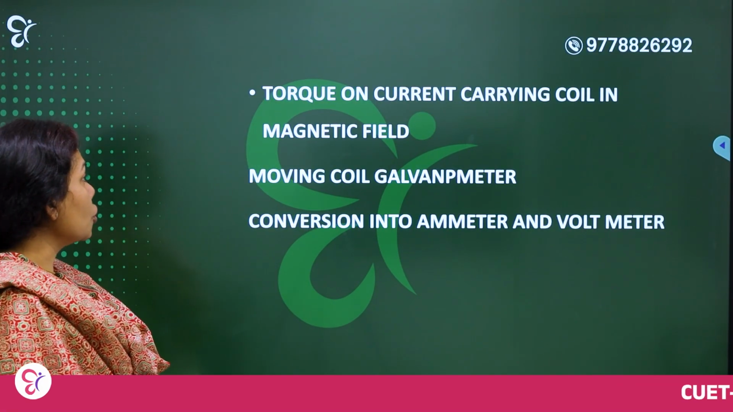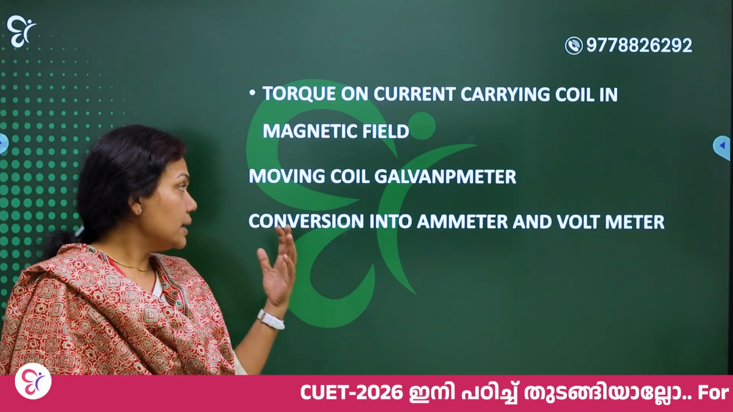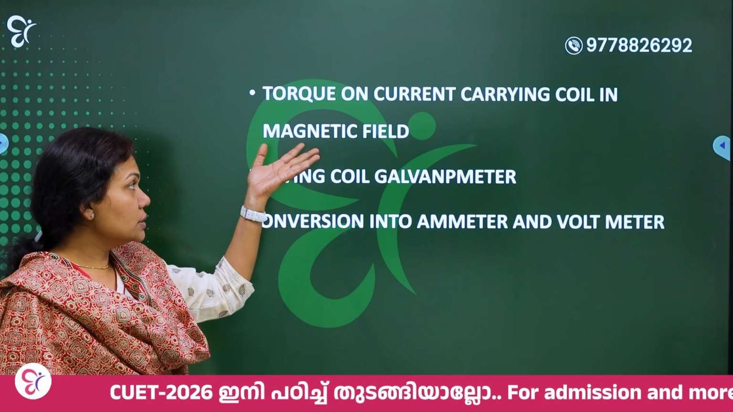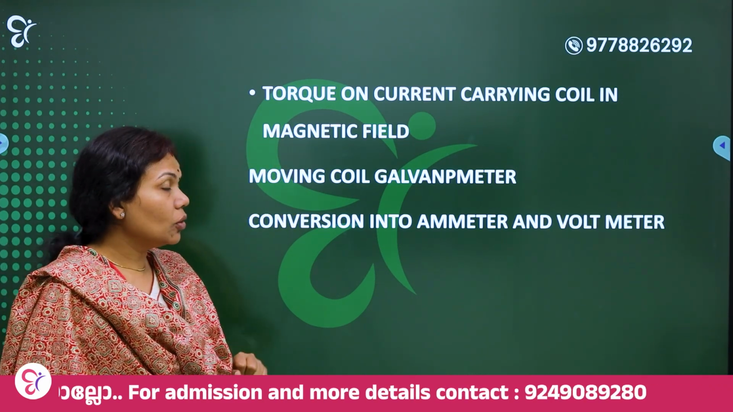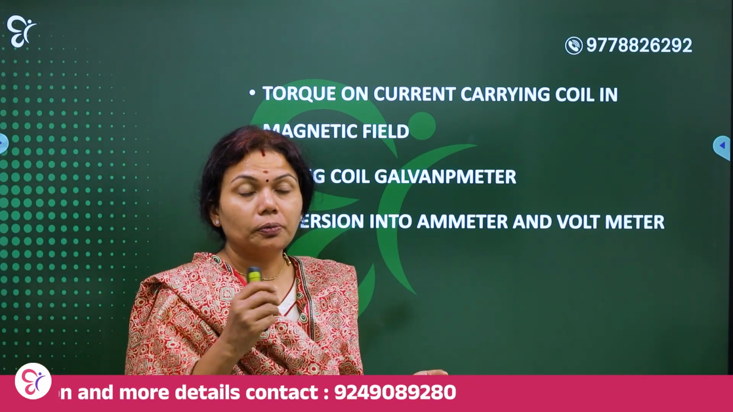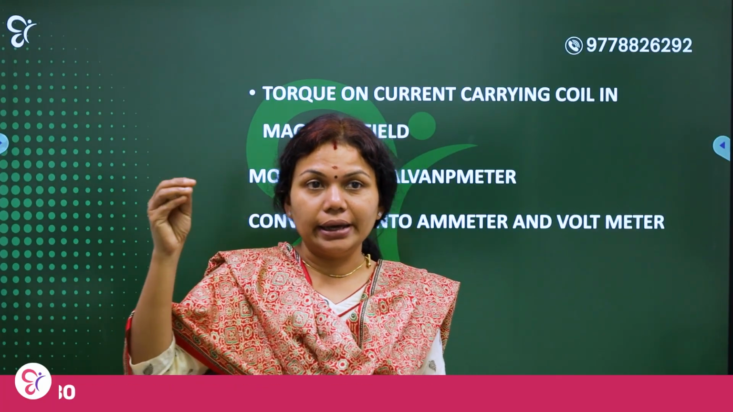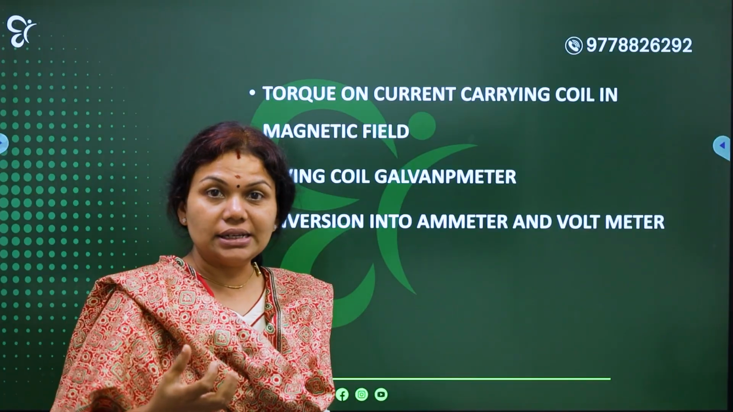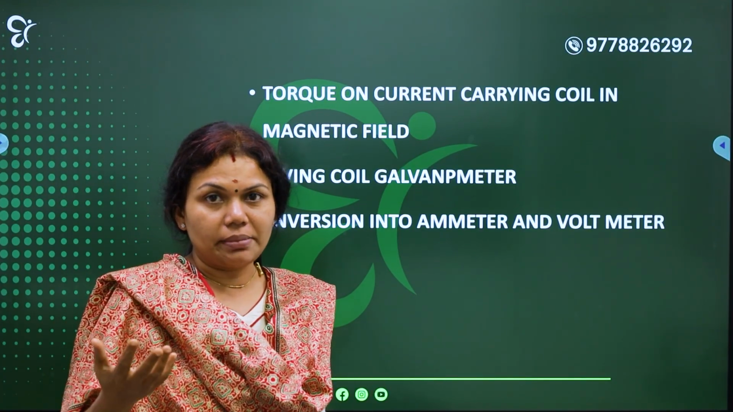Then the next is torque on a current carrying coil in a magnetic field. This is very important because this has application. So you should know what is the equation for torque, that is NIAB sin theta. What is the theta? Theta is the angle between the area vector and the magnetic field.